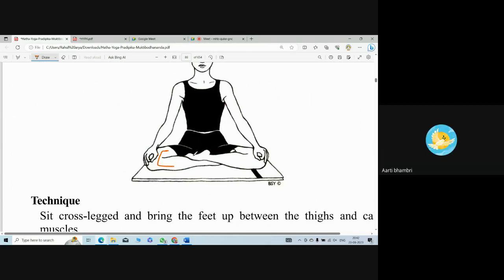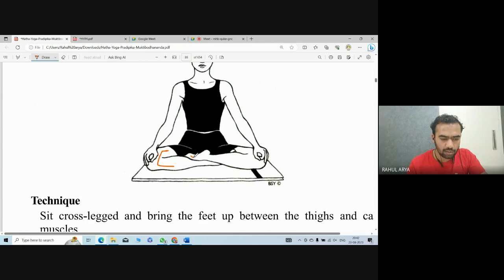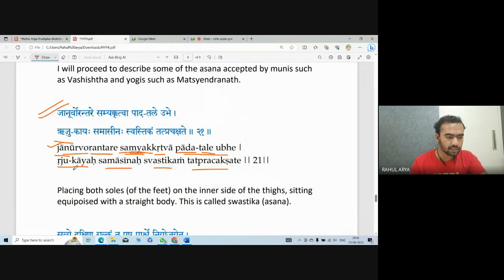Yes, sir. It is the other sole, the other foot, and it enters here in between the calf muscle and the thigh. Here it is, they are saying Janur Vorantare. Inside the knee, we can also say. Next is Janur Vorantare Samyak. Samyak means perfectly or properly. Padatale Ube. Okay, first line is completed.